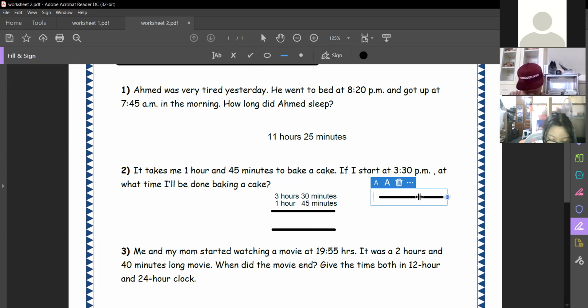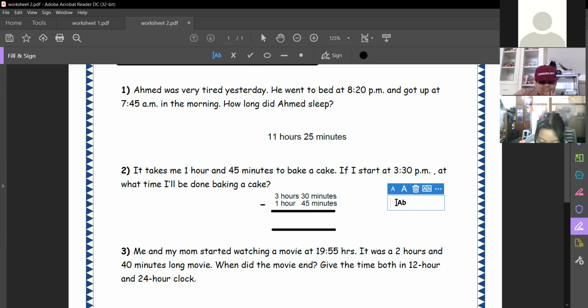How to show the working? I already showed the working. The only thing you need is to find the answer. 3 hours 30 minutes plus 1 hour 45 minutes. So how? Teacher, where am I counting? Can, no problem.